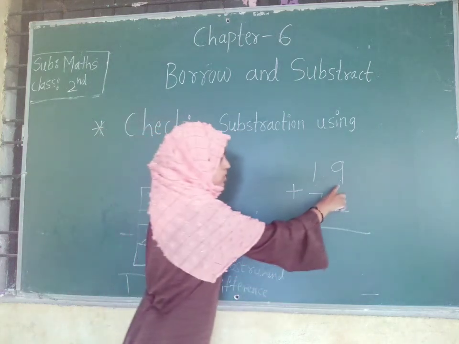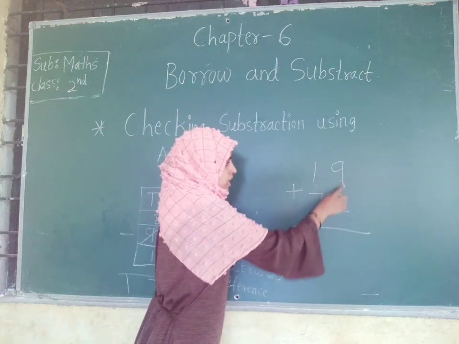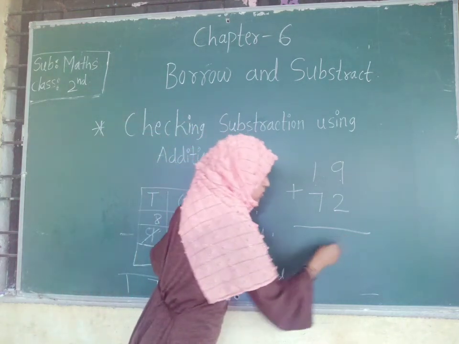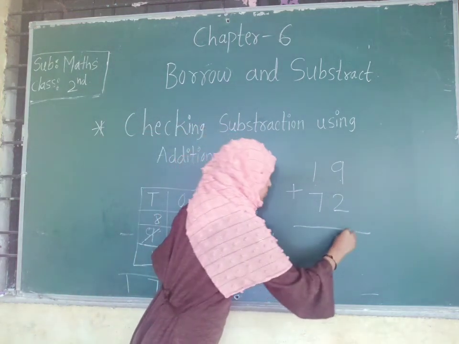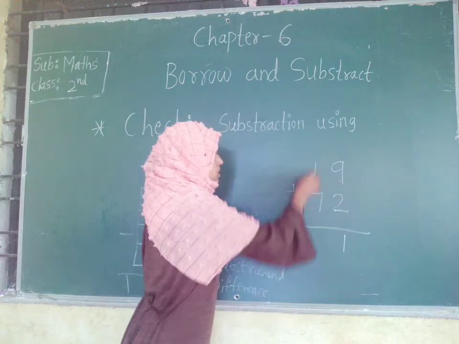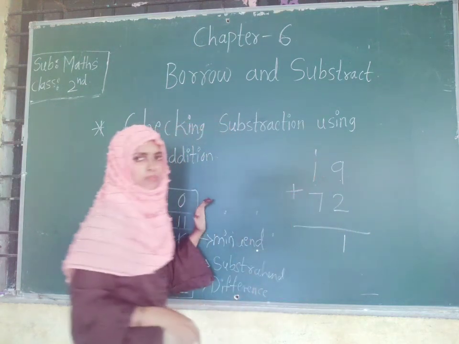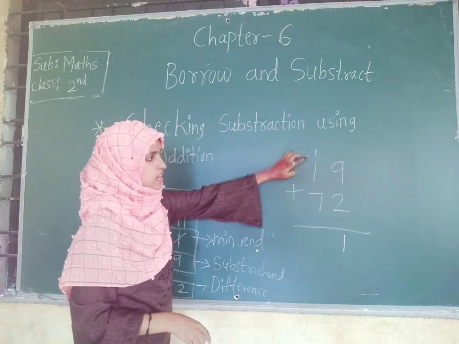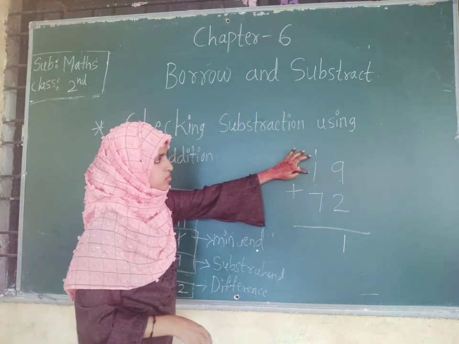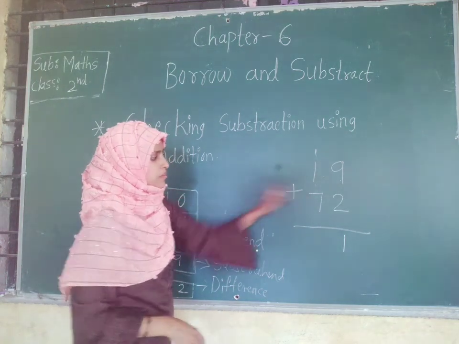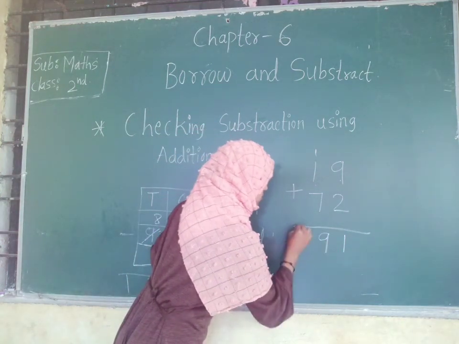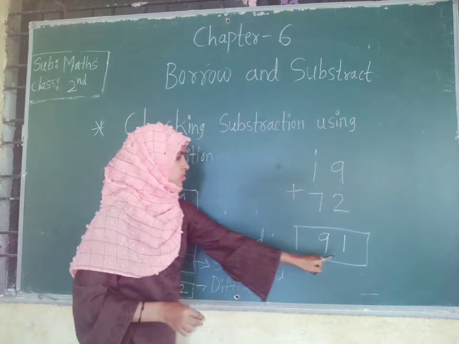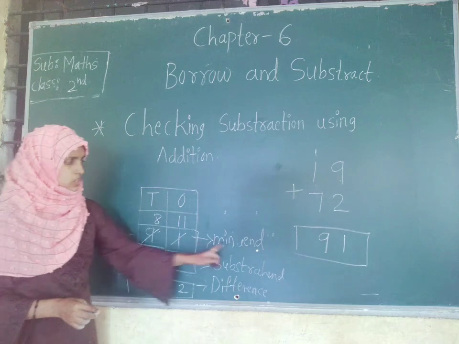Okay. So in ones place we have 9 and 2. So 9 plus 2 is equals to how much? 9 plus 2 is equals to 11. So how we will write that? 1 under the column of ones place and 1 carry over this tens place. Okay. In tens place we have 1 ten, 1 ten and 7 tens. So 1 plus 1 becomes 2, 2 plus 7 becomes 9. So the sum of these two numbers is equals to how much? 91.